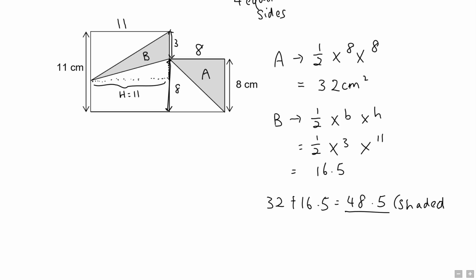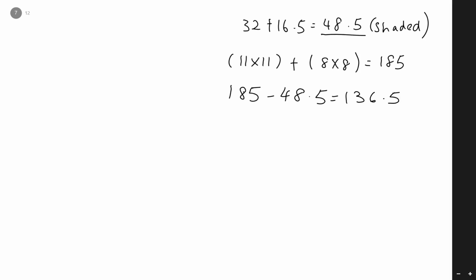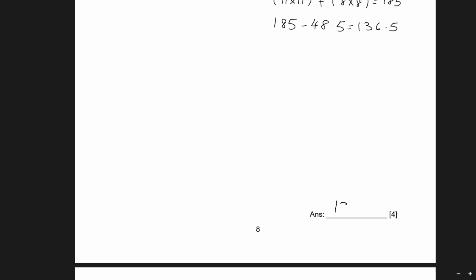So this is not the final answer yet. Let's add up the squares. 11 times 11, that's the first square. The smaller square, 8 times 8, which will give us 185. Alright, now 185 is the two squares added up, but we want to take away the shaded, which will leave us with the answer for the unshaded. So the answer, 136.5 square centimeter. Remember the units again.